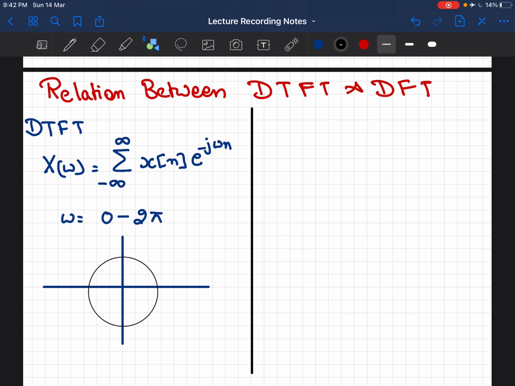So this is my omega. It starts from 0 and it takes a complete circle and comes back to 2 pi. So this is my variation of omega, from 0 to 2 pi. So how do we get there?